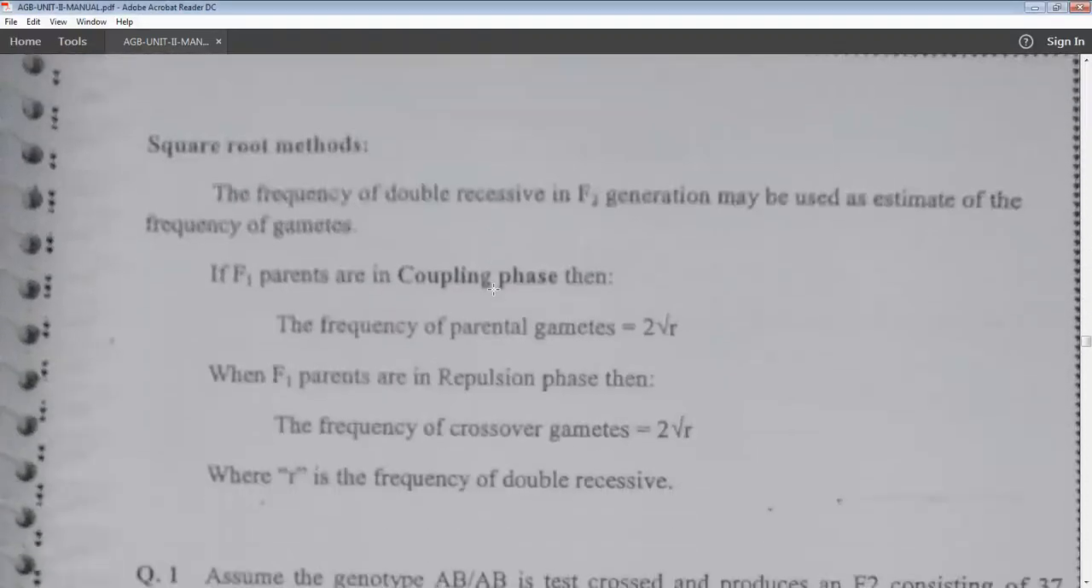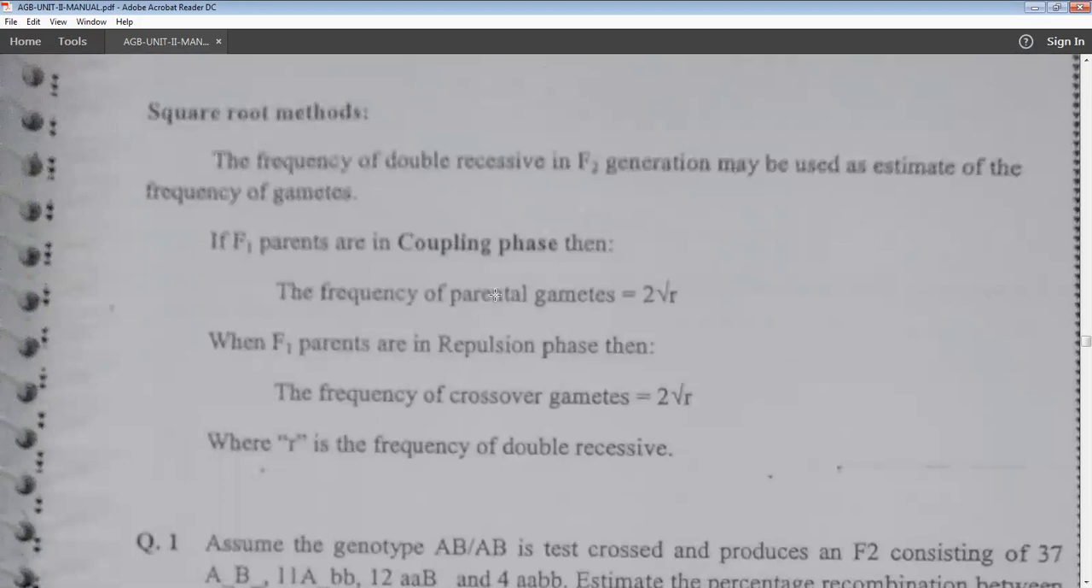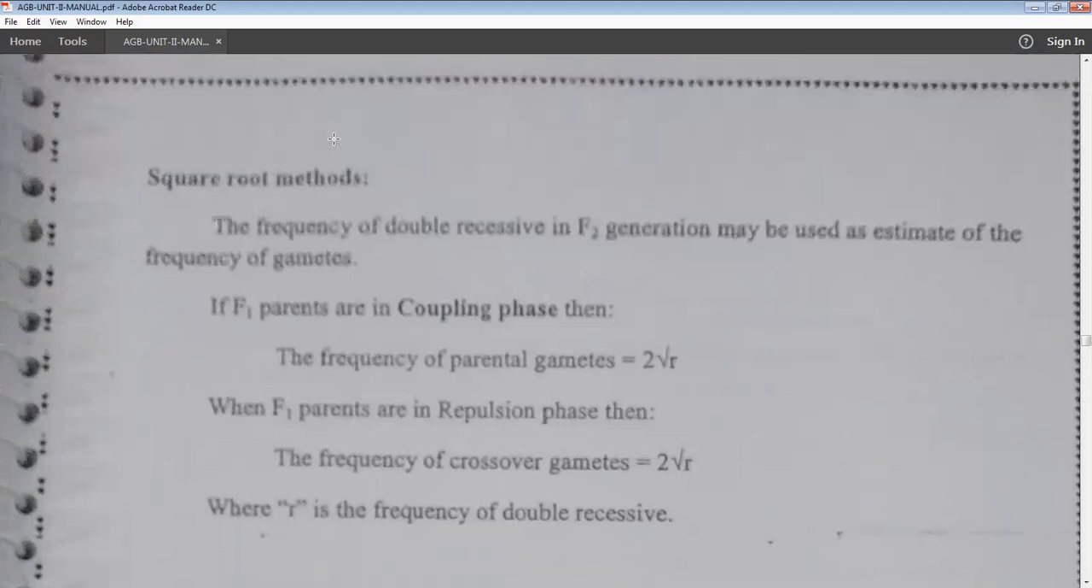So another topic, another portion, is the square root method. From that particular data we can calculate, as I had already told in the last numerical, the map units distance.